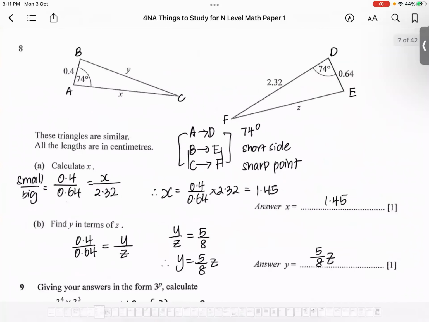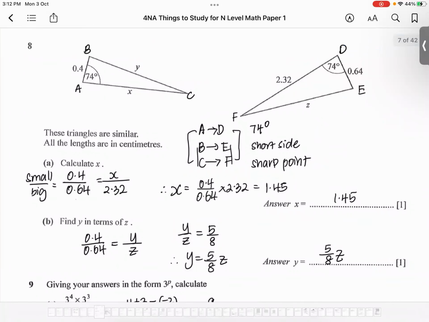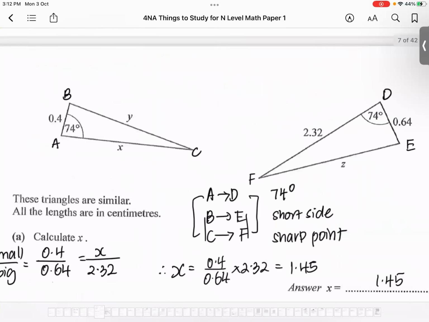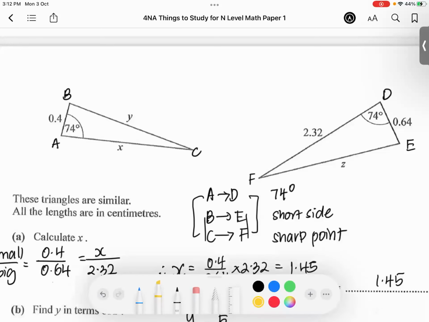It looked very simple, but it tests a lot of your concepts. First thing, when the question says they are similar, many students immediately notice 0.4 to match with 6.4. Correct? Okay, this is what generally students are able to do. Then the next part of the question comes, they will match y with 2.32, which makes it not correct already. Why is that so? Because the question here strictly gave you one angle, 74 degrees.